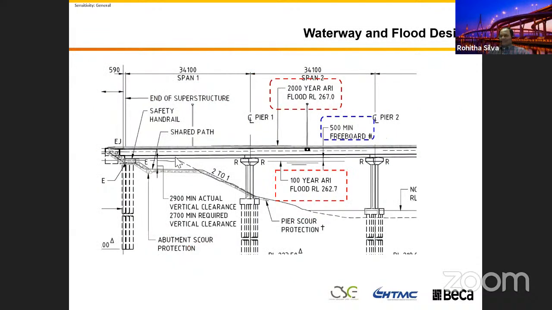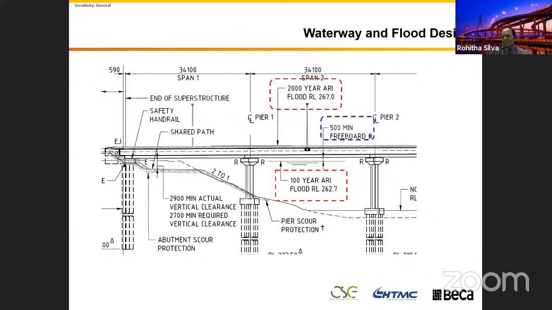You have seen this picture before as well. This is a bridge built across a creek. So for the 1 in 100 year flood level, we have a freeboard: the soffit of the bridge is half a meter above that. But in a 1 in 2,000 year flood, this bridge is underwater. That is one of the ultimate limit state events.